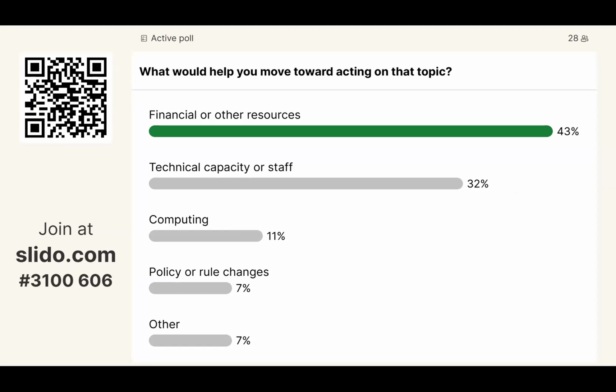Okay, but the number one, I think we can already clearly see two topics really standing out, which is the finance and other resources. I think that's a recurring one, right? And it's the technical capacity or staff to actually help. Of course, MRV is a big bone to chew on. So to get all of that, a lot of technical capacity is needed.